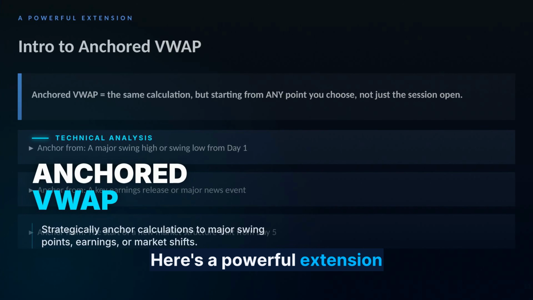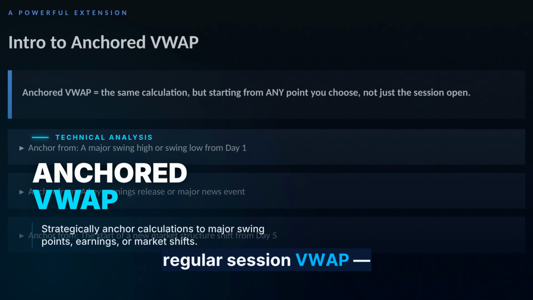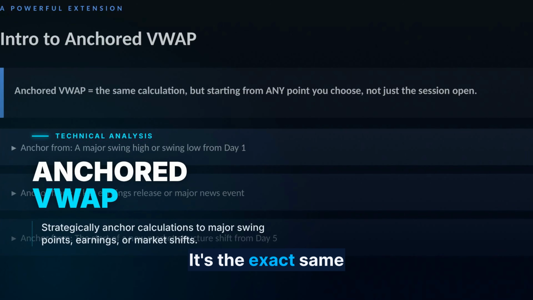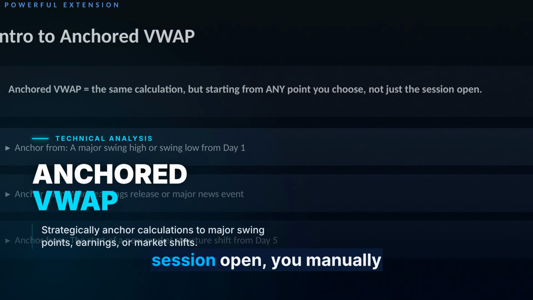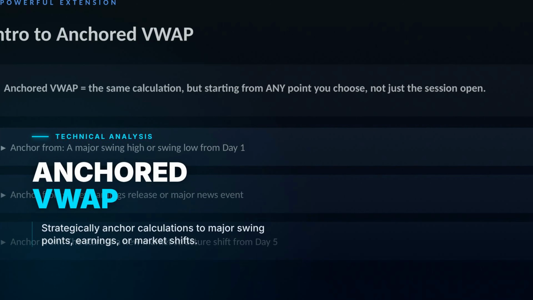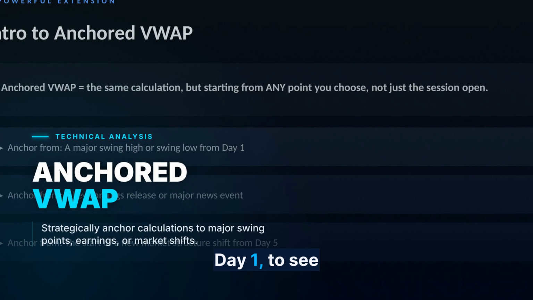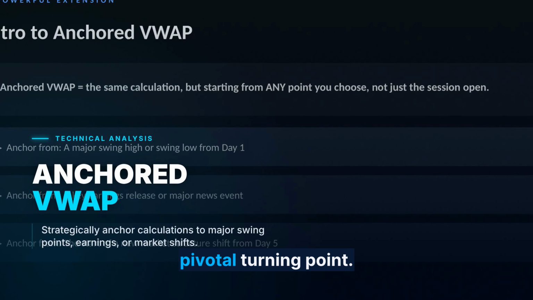Here's a powerful extension once you're comfortable with regular session VWAP. Anchored VWAP. It's the exact same calculation, but instead of starting fresh at the session open, you manually anchor it to start from any point you choose. You could anchor it from a major swing high or low from day 1 to see the average price paid by everyone since that pivotal turning point.